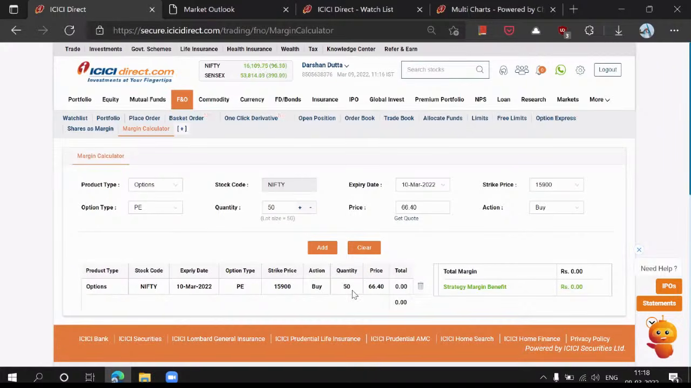So one of the popular strategies which people do, popular because many people do it, and I'm not saying it's right or wrong, is short strategies. People sell calls, puts or strangles. So let's try to do a short call sell and a put sell.